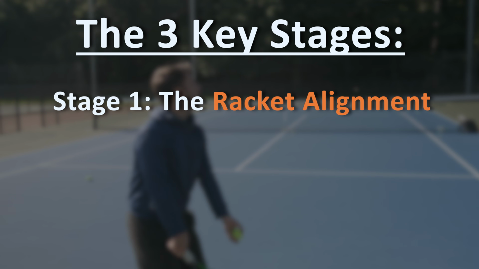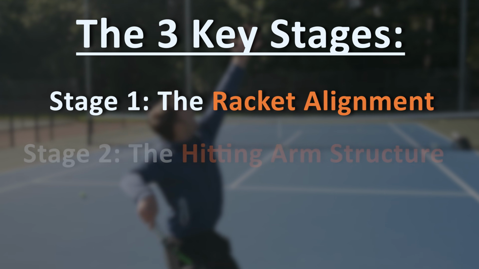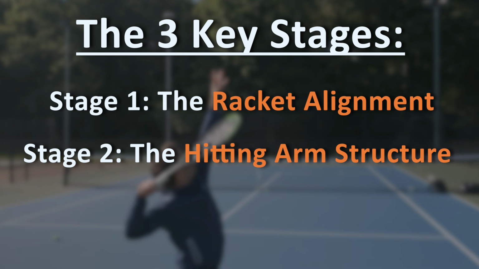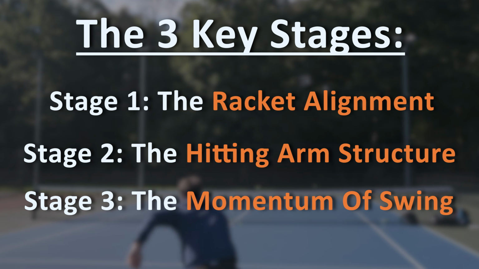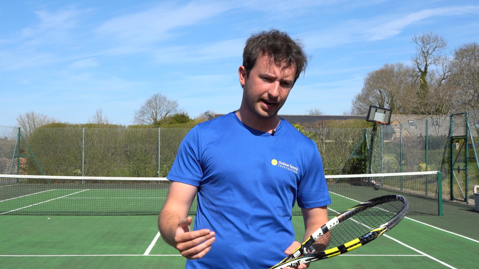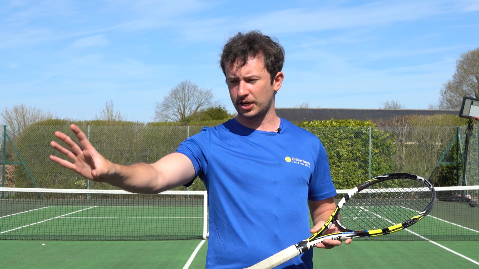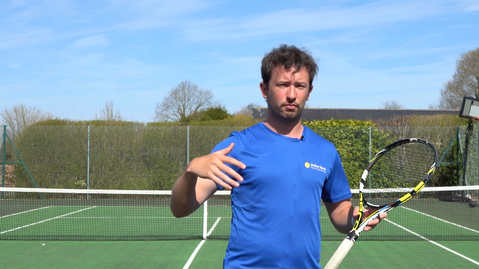Stage 1 is going to be all about the racket alignment. Stage 2 is going to be about your hitting arm structure. And stage 3 is going to be about the momentum of the swing through this position. Now let's get started with the first step of a good racket drop, and that is the positioning and alignment of your racket. Now I've taken my jacket off for this just to give you a better visual representation of what it should look like.